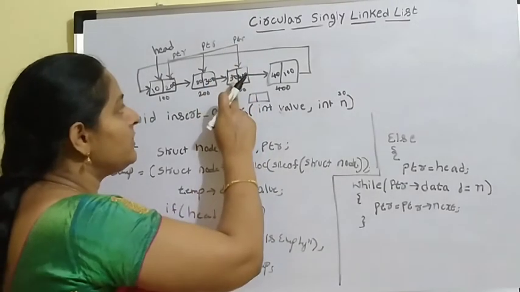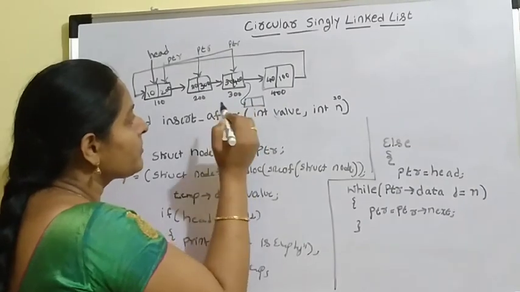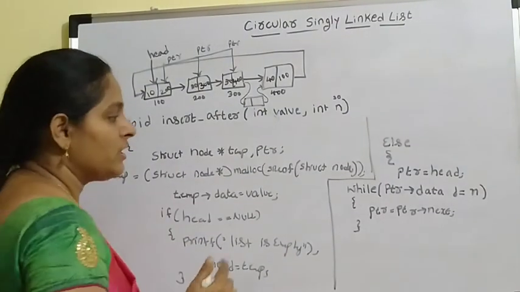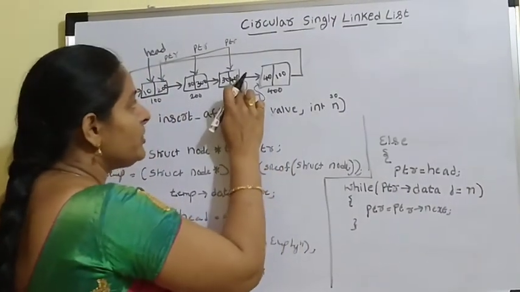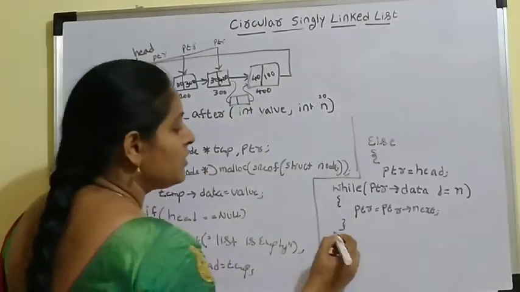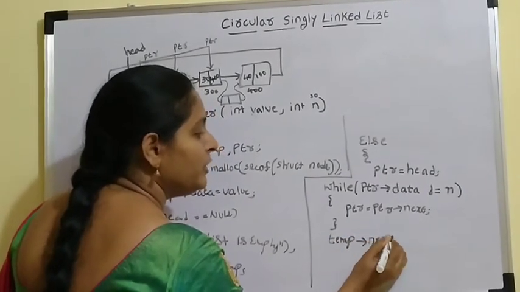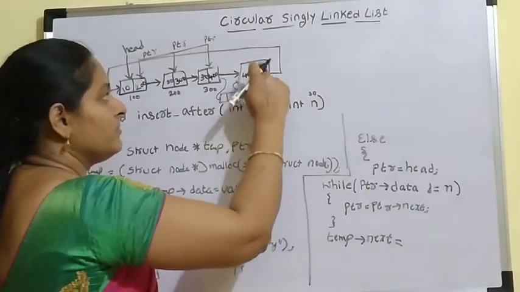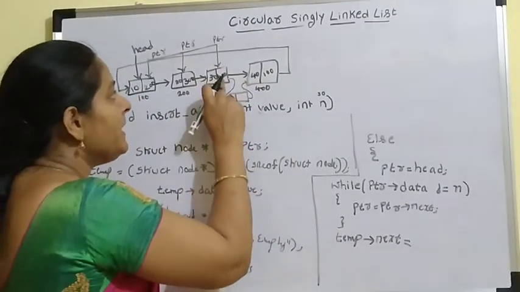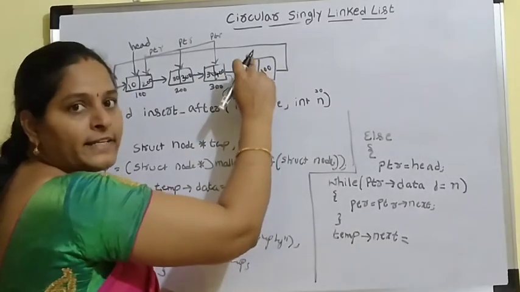Okay. If you found 30, then what do we need to do? We need to connect this PTR to the temp node, and in temp next we need to store the PTR next node address. First we should not connect this link. First we should connect the right link. So first in temp next we need to place this node address. How to find out this node address? If this is PTR, in PTR next we will find this address.